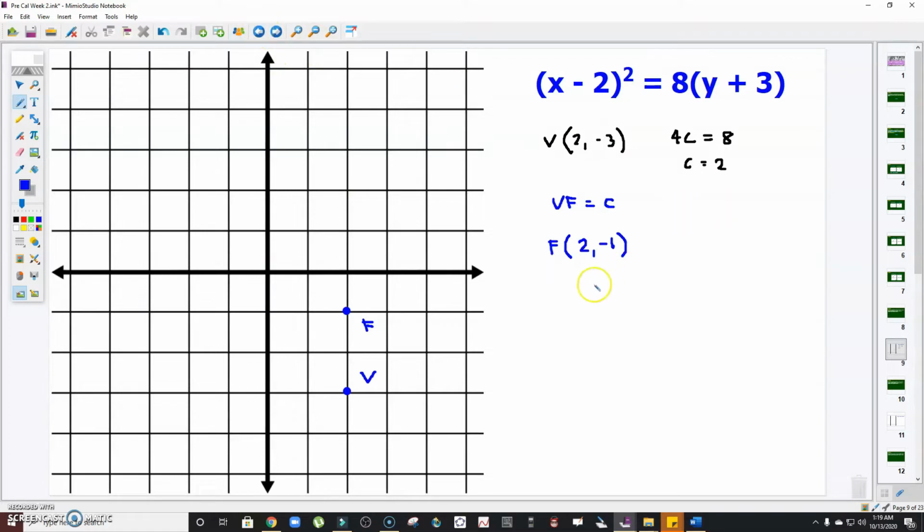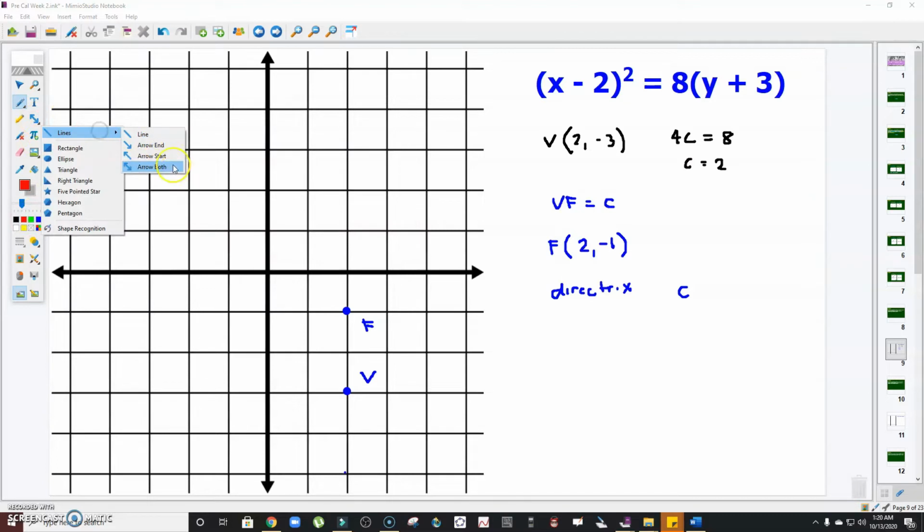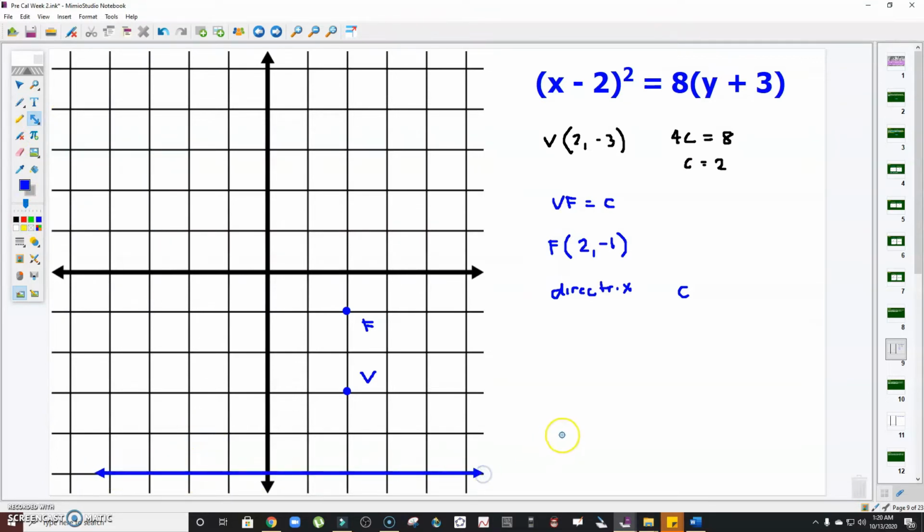Same, our directrix, the length of that is also C units from the vertex. So if it is 2 units, count 2 units downward, so 1, 2, so here will pass your line. Okay, so let me draw a line here. So, this will be my directrix. Directrix. So now, what is the equation? What will be the equation of my directrix?